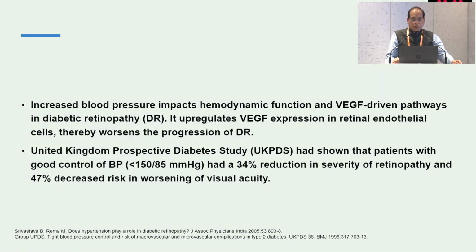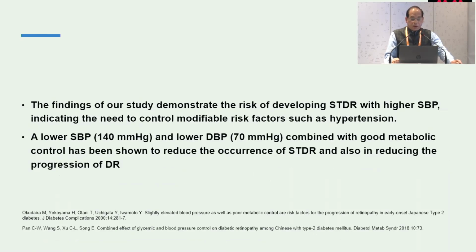Increased blood pressure impacts hemodynamic function and VEGF-driven pathways in diabetic retinopathy. It upregulates VEGF expression in the retinal endothelium and thereby worsens diabetic retinopathy. The findings in our study demonstrated the risk of developing sight-threatening diabetic retinopathy with higher systolic blood pressure, indicating the need to control modifiable risk factors such as hypertension. It was also earlier concluded that by lowering systolic blood pressure, we can reduce the occurrence of sight-threatening diabetic retinopathy.